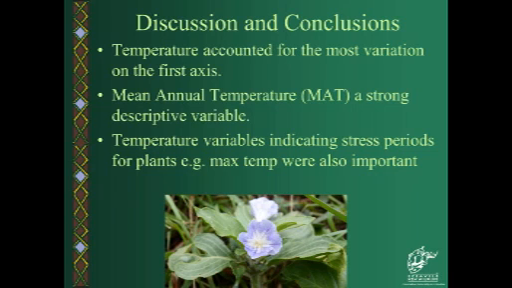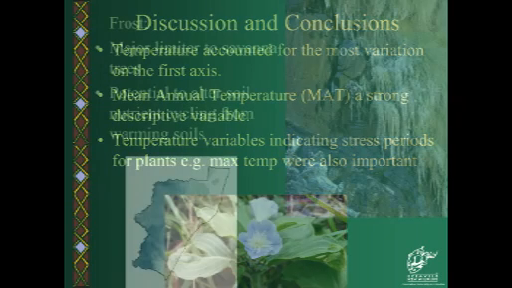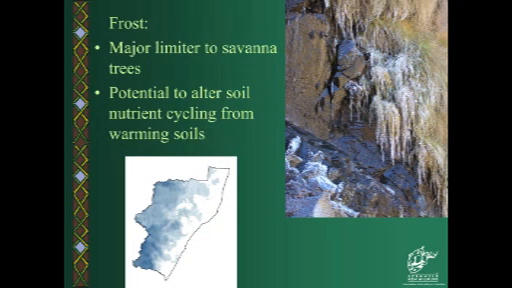Coming back to the frost duration, we know that frost is limited to savanna trees. So if climate change were to start happening, as we have less frost, we can expect savanna species to move into our grasslands. We can also expect an alteration in soil nutrient cycling in soils that are used to being frozen in the higher Berg areas, and experience a change in nutrient cycling as a result of the soils warming up.